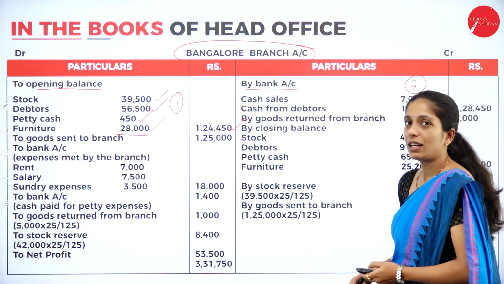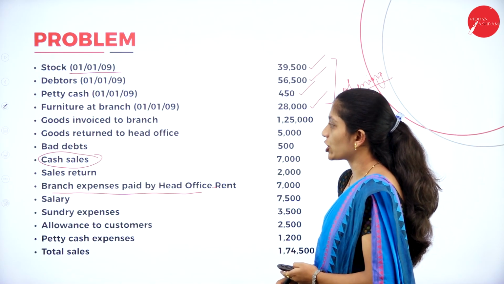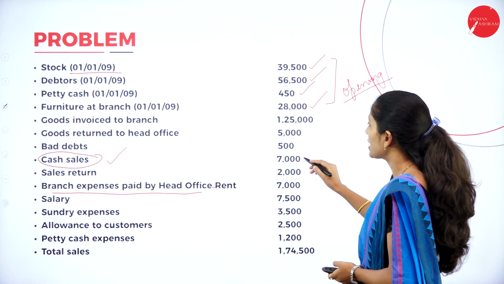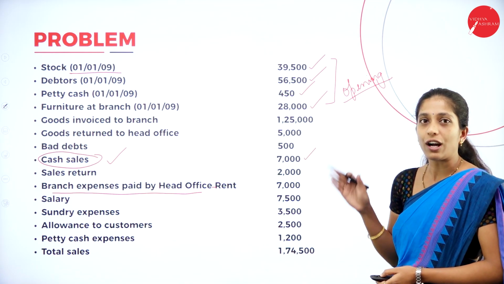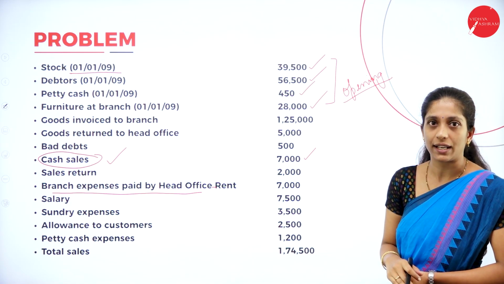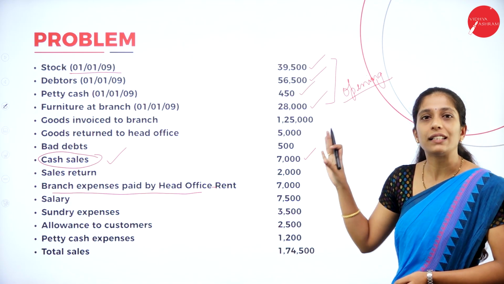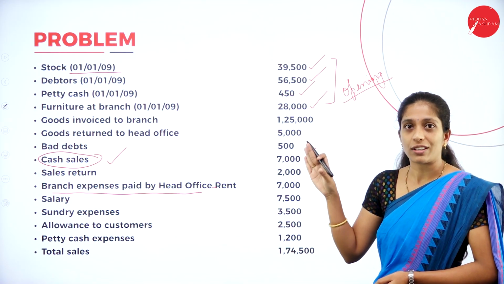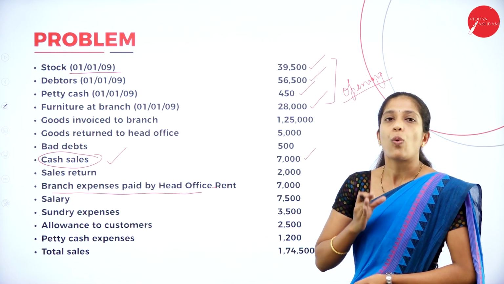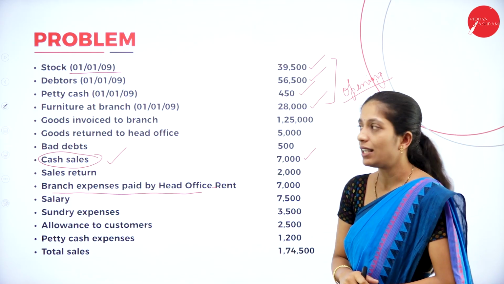Now let's see the question here. They have given cash sales of 7,000, so record this cash sales. They have not given cash from debtors, but they have given all the other particulars about debtors account. So first we have to prepare the debtors account and see what cash has to be given to the debtors.